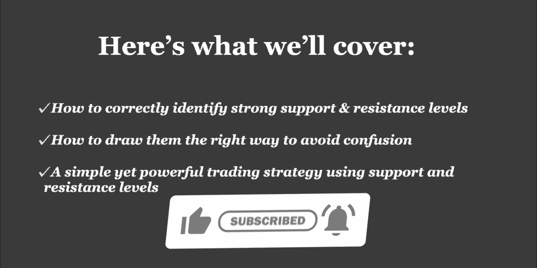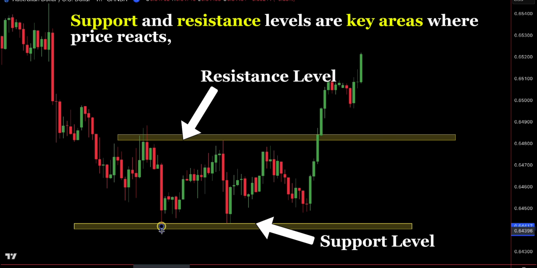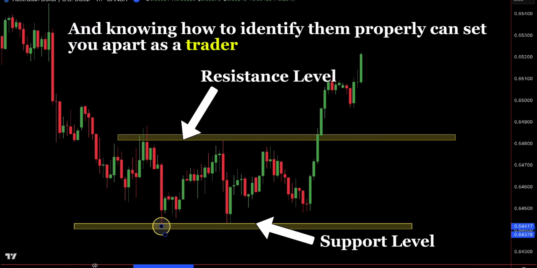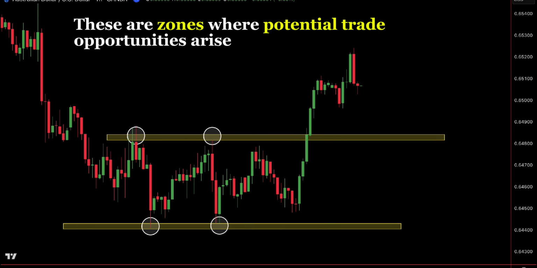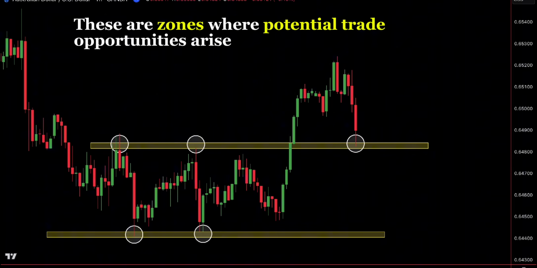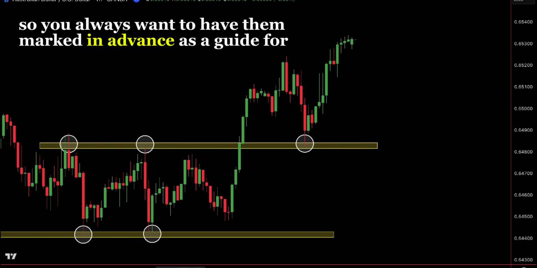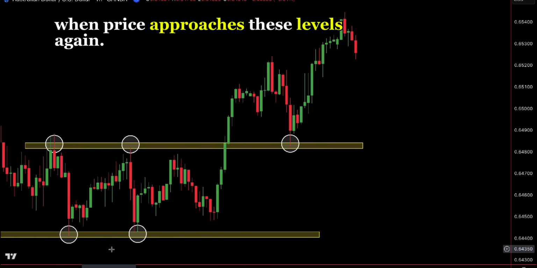Alright, let's get started. Support and resistance levels are key areas where price reacts, and knowing how to identify them properly can set you apart as a trader. These are zones where potential trade opportunities arise, so you always want to have them marked in advance as a guide for when price approaches these levels again.